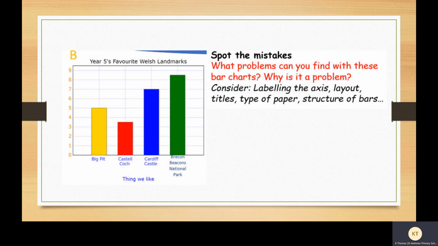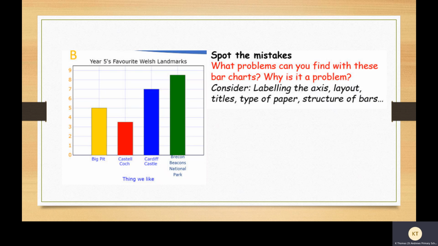Again, you need to spot the mistakes. What are the problems on the bar chart? Why is it a problem? So again, we can look at this. We can see there appears to be some writing at the top of the bar chart. Is that a title? Is it correct? We can see that the x-axis has some writing on it. We can see the y-axis has numbers going from 0 to 9. Are they labelled correctly? Do they need titles?